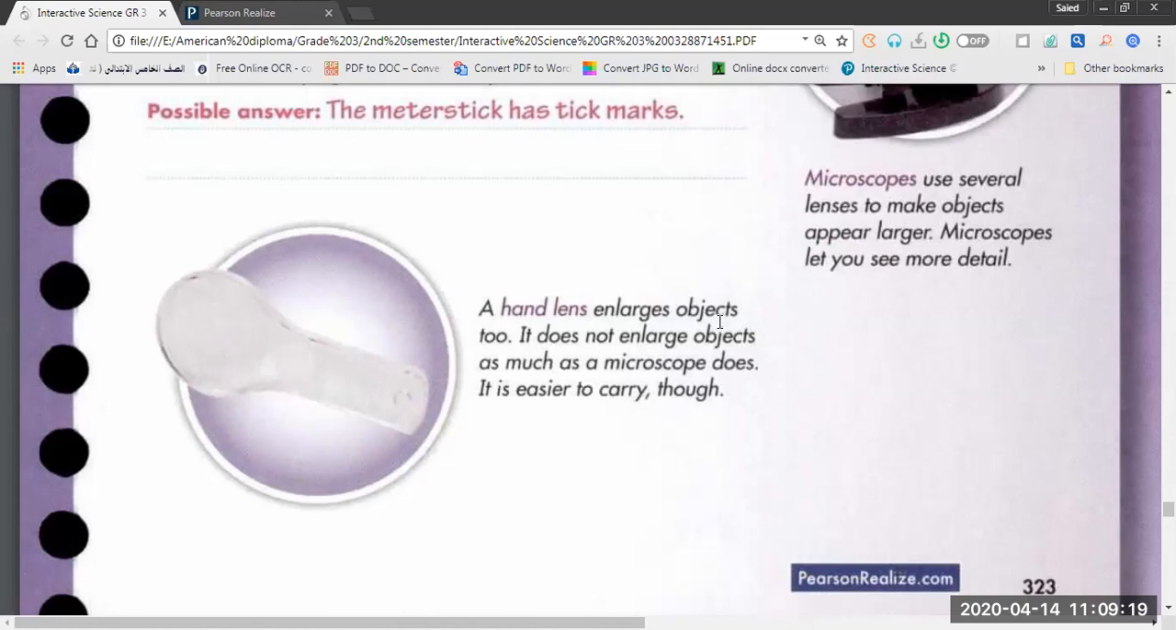It's easier to carry though. Okay, the difference between the hand lens and the microscope is that the hand lens is easy to carry, easy to hold from one place to another place. You can put it in your pocket, and we have different types, different kinds, different sizes of hand lenses.